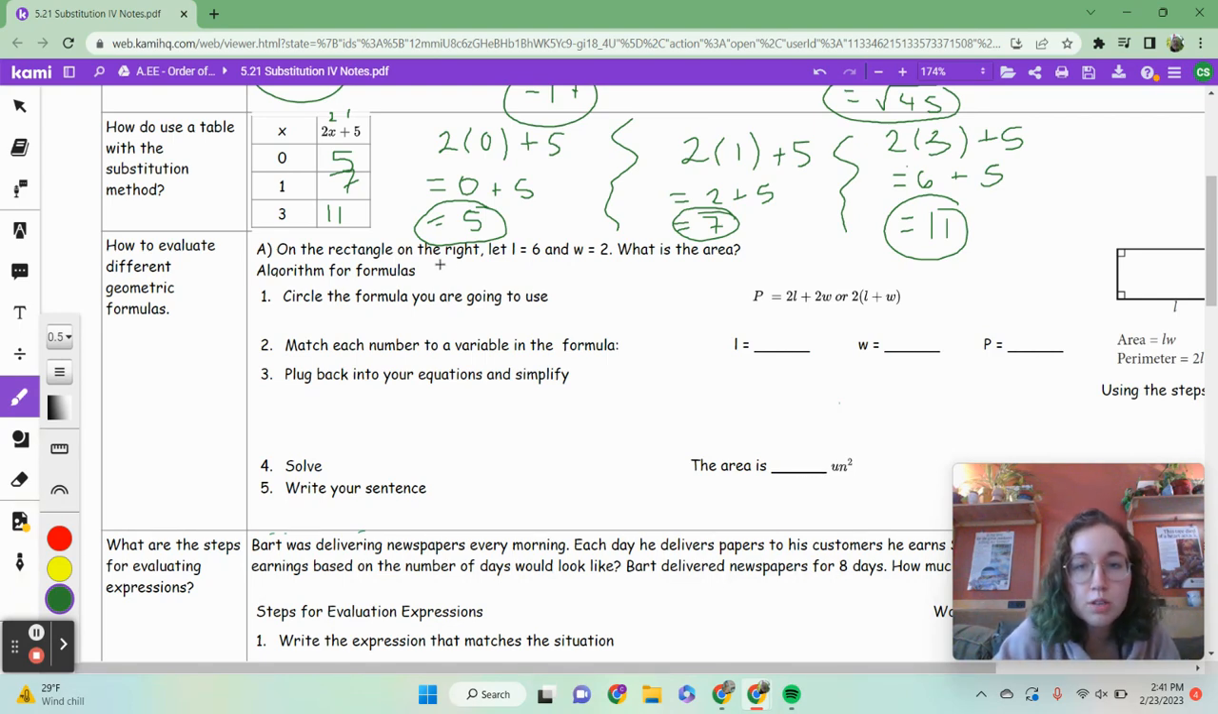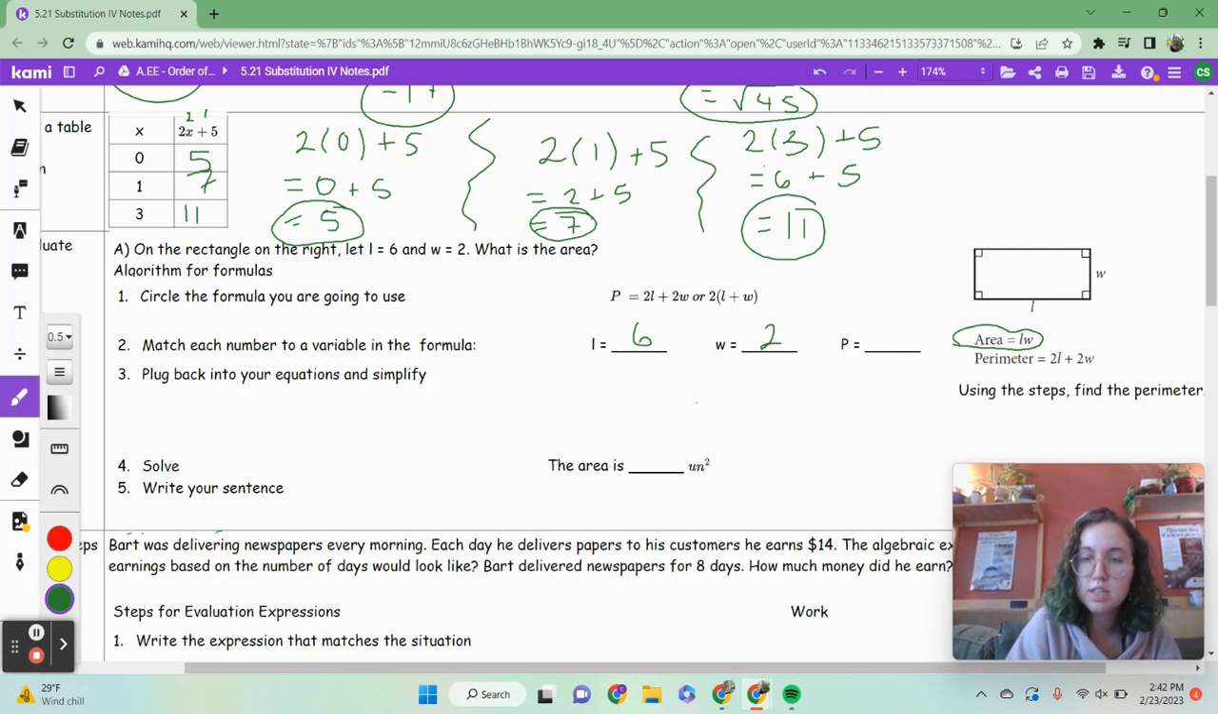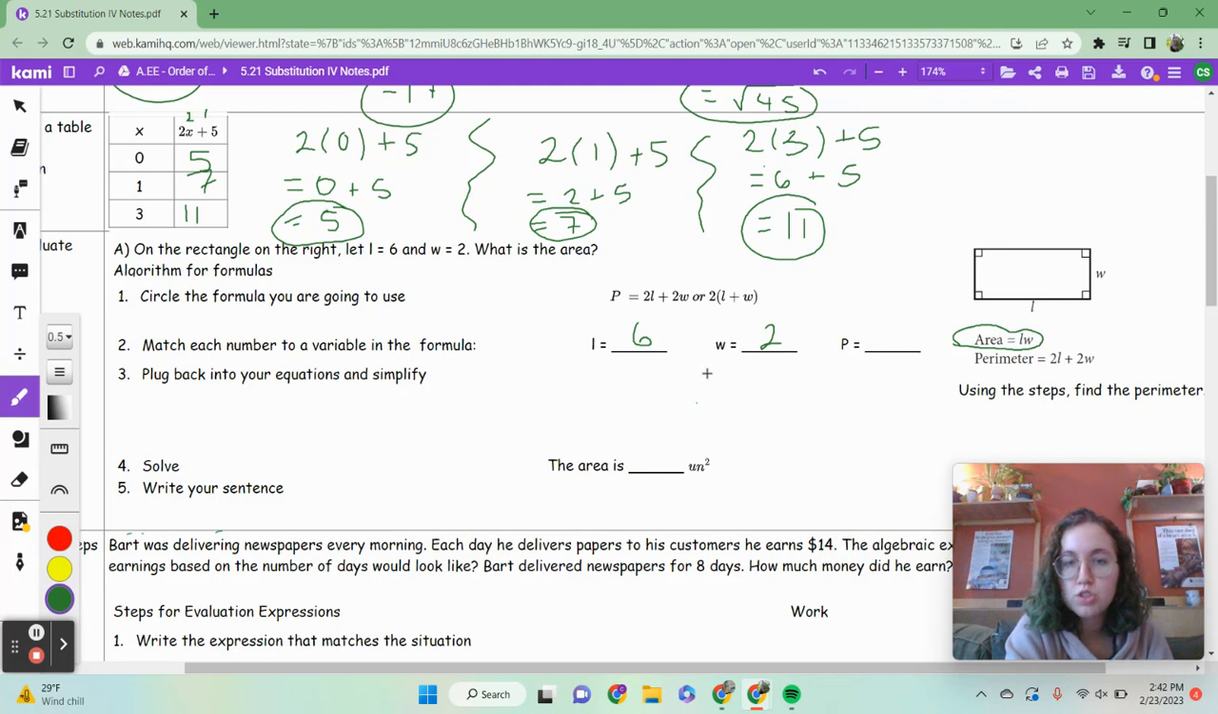So now we're moving on to plugging it into equations. So on the rectangle on the right, we want to let L be 6 and W be equal to 2. So I'm going to plug that in right here. What is the area? And we use the algorithm for the formulas. So if I want to find the area, I'm going to circle the area equation because that's one that I'm going to be using. So now I want to say, well, I need the length and the width. I need the L and the W. My L is equal to 6. My W is equal to 2.